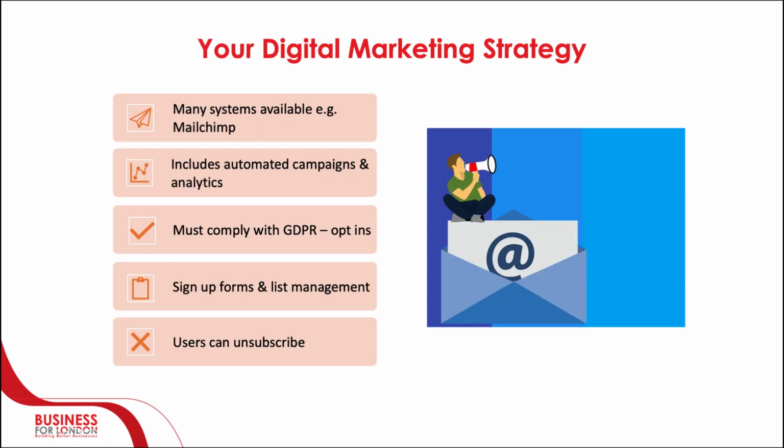There are some great email marketing systems around. MailChimp is one of them, and it's one that we show you on this program. Email marketing software includes automated campaigns and analytics to tell you who's opening your emails, how many times they're opening your emails, which links they're clicking on from your emails, and then you can send more tailored emails to those particular prospects. Email software must comply with GDPR, so people must opt in to receive emails from you or to receive content from you, such as downloads.